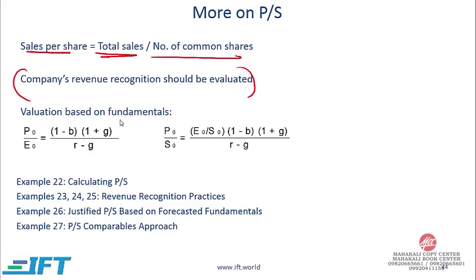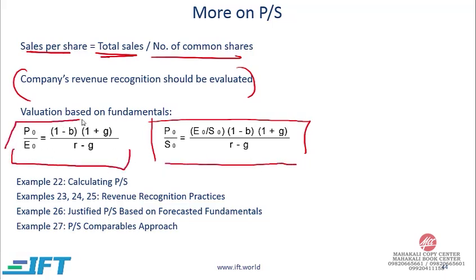Valuation based on fundamentals. This is the formula to remember, but where is it coming from? This, I hope, is familiar by now. So PE is simply, this is the trailing PE, this is the payout ratio actually. So it's the payout ratio into 1 plus g over r minus g. Then what are we doing? If you move E0 over here, so the E0 comes here, and then divide both sides of the equation by sales. Then on the left you have price over sales, and on the right, what is this? Earnings over sales. This is the net profit margin.